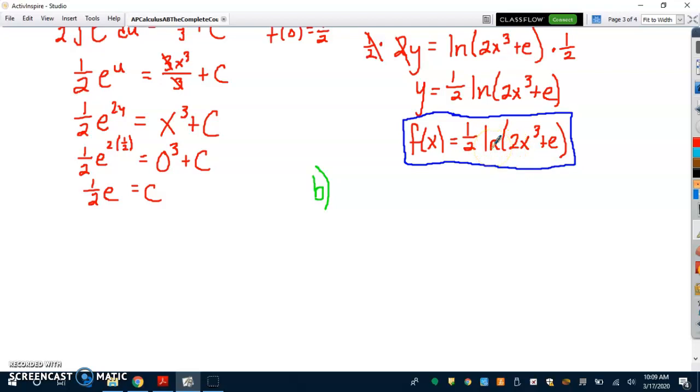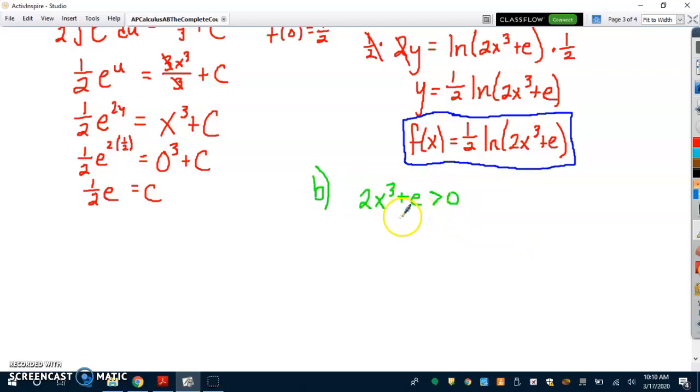Well, natural log has a domain from 0 to infinity, but that's the natural log of x. Here we've got some stuff inside, so we need to figure out when 2x cubed plus e is greater than 0. Typically this is just x. If it was a regular natural log function, that domain is 0 to infinity. Well, I need to figure out when this is greater than 0.